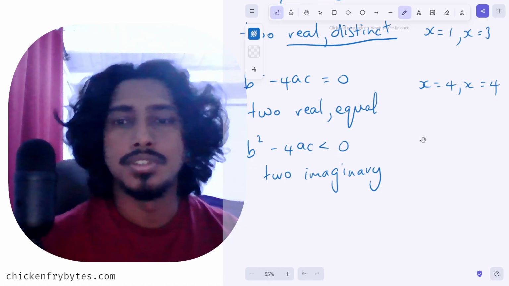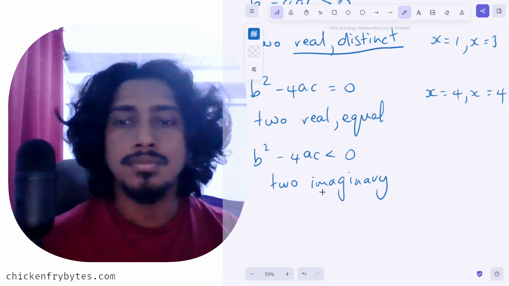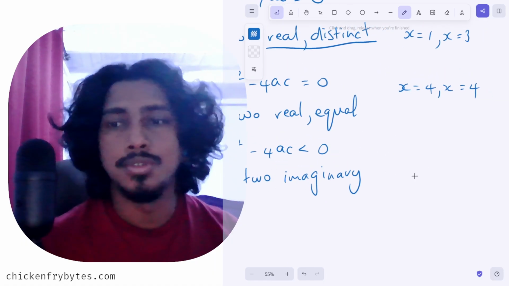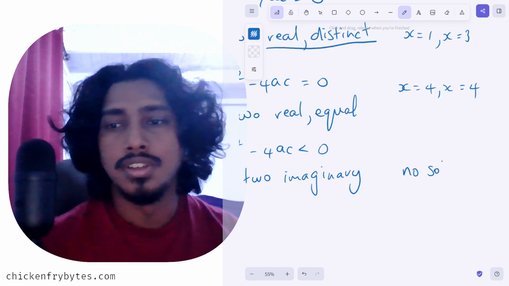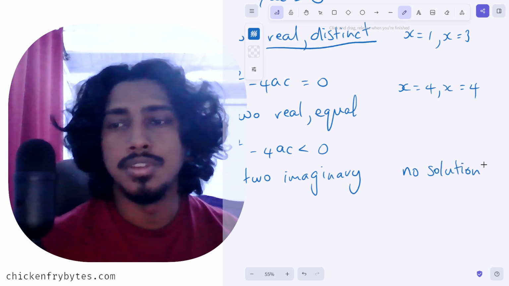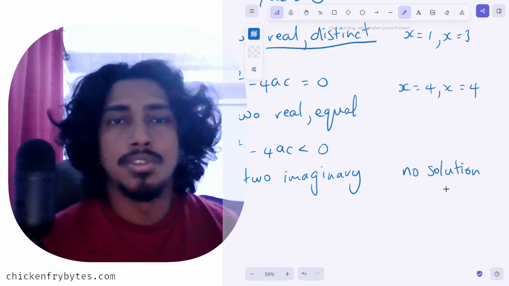So really one solution. Whereas for the two imaginary ones, you will have no solution, no real solution, when we do our quadratic formula, for example.